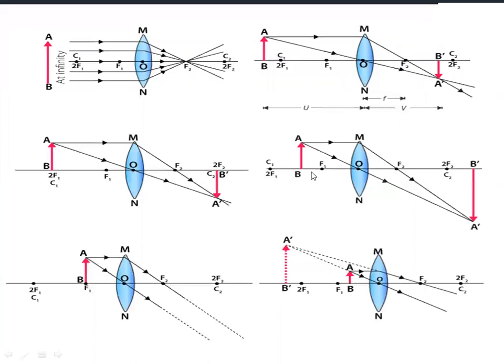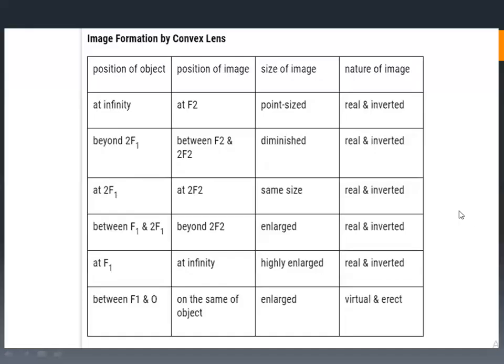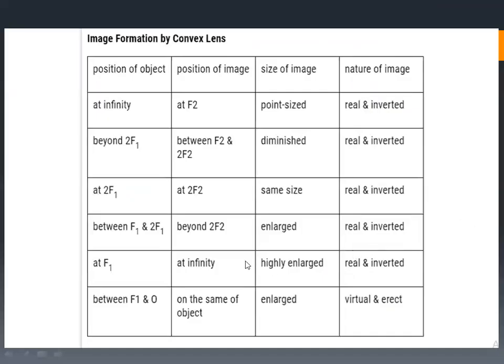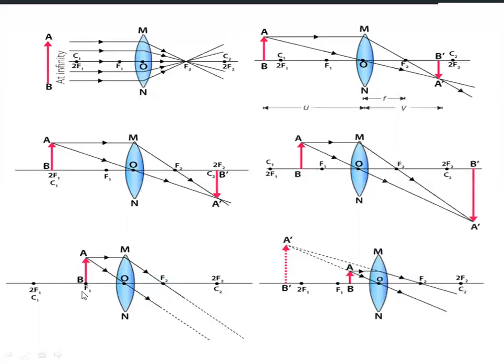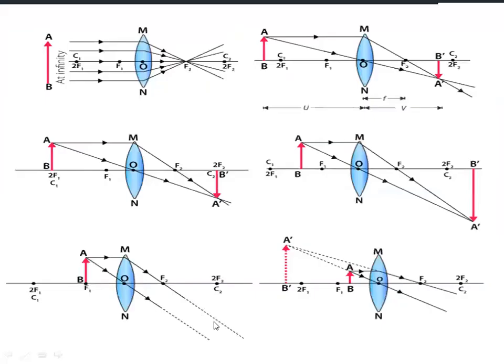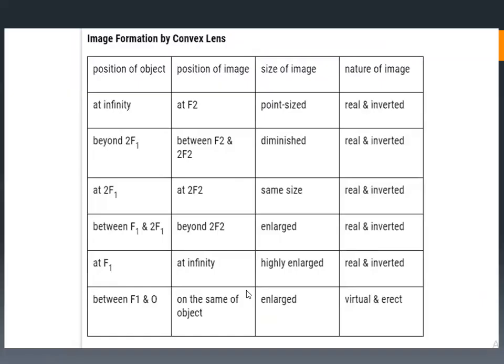And next one, the object is kept between F1 and 2F1. The image is found beyond 2F2, and the size of the image is enlarged compared to the object. Real and inverted. And at focus F1, the image is at infinity, highly enlarged, real and inverted.